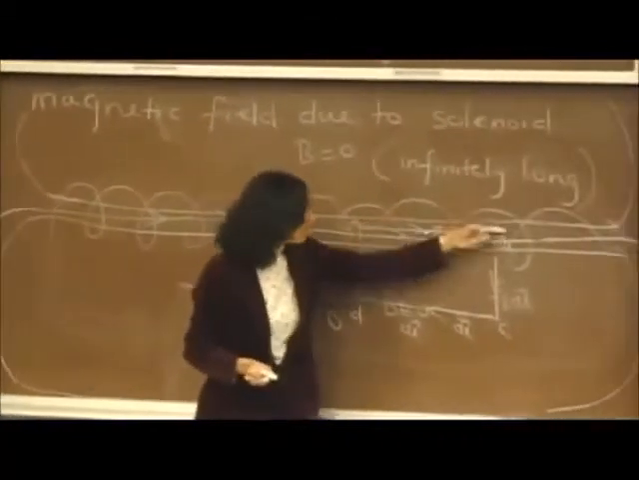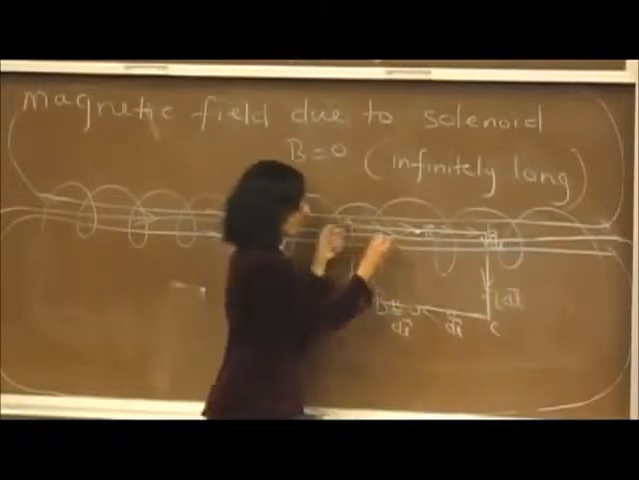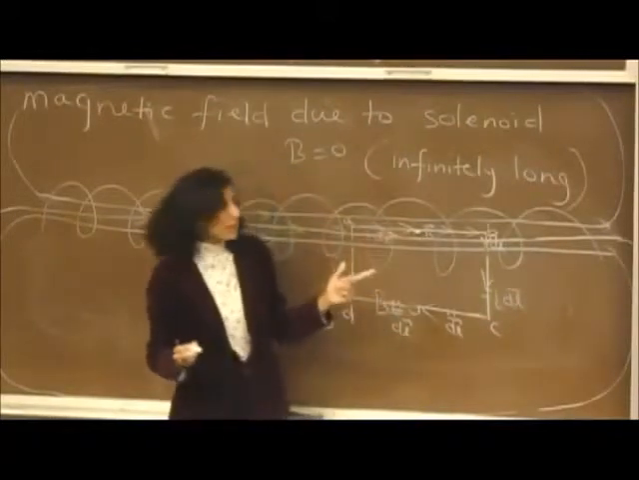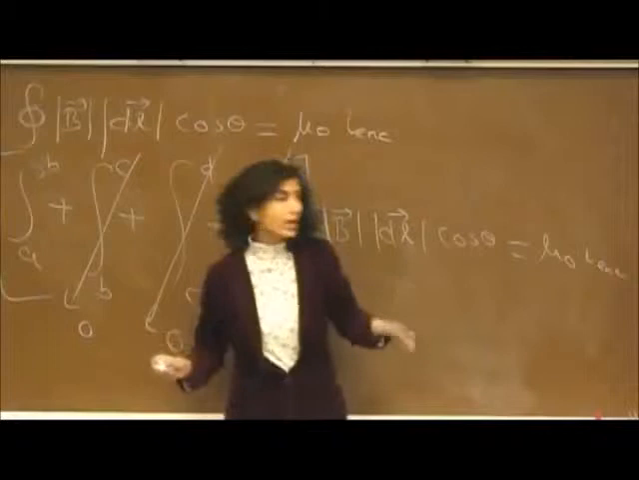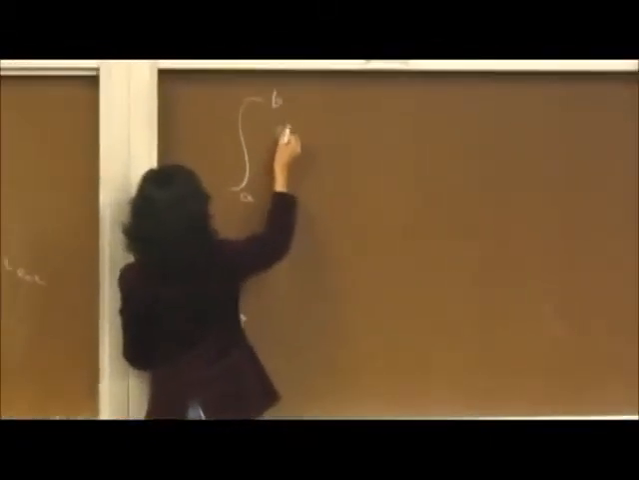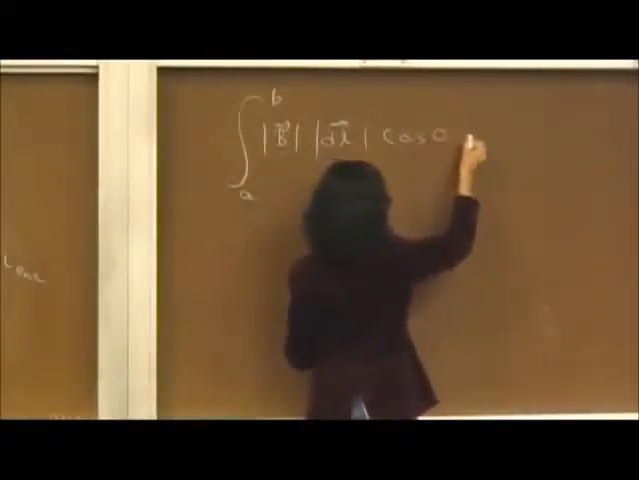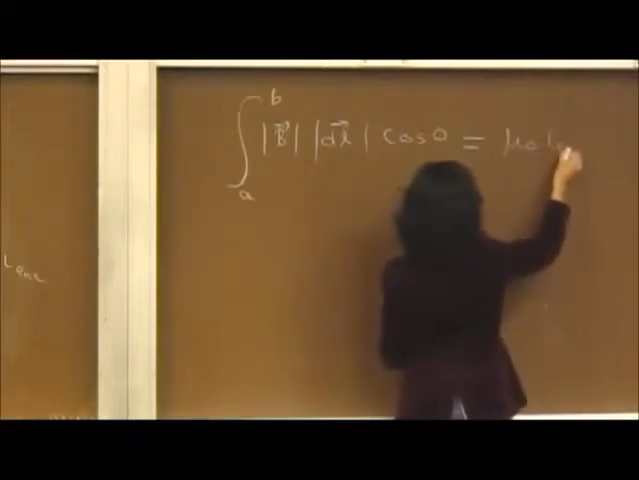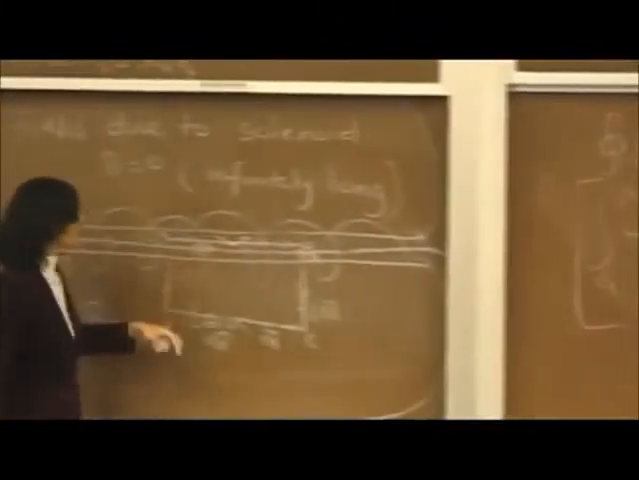Does that make sense? So the only contribution that you get will be from this part AB. Do you see that in this part AB, the direction of magnetic field is that way, and that's also the direction of DL. So for that part, cosine theta is cosine 0, and cosine 0 is 1. So basically we are left with integral from A to B, B dl times cosine of 0 degrees, and that should be equal to mu 0 times I enclosed.